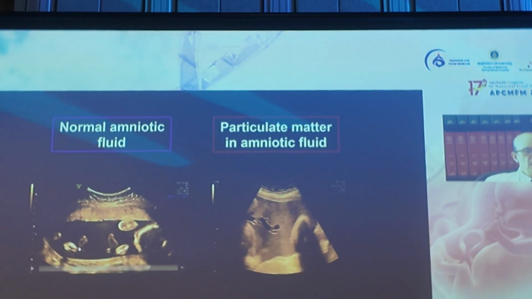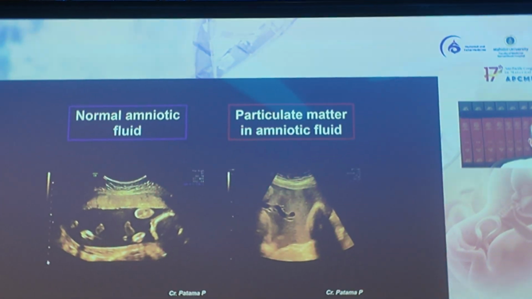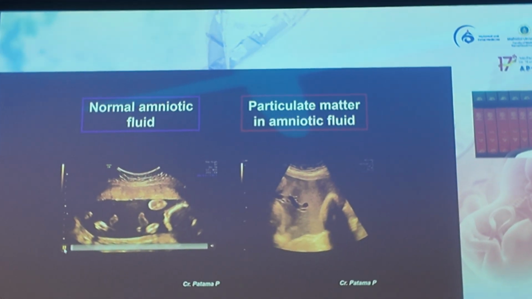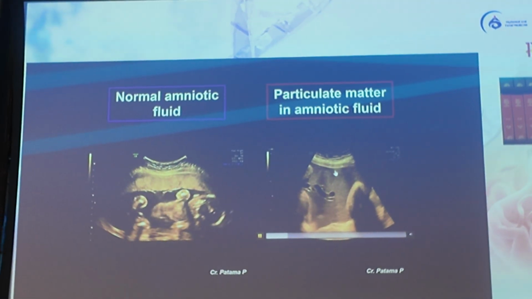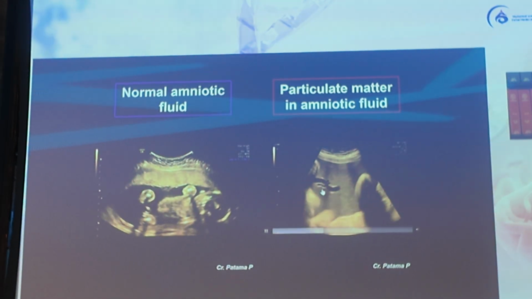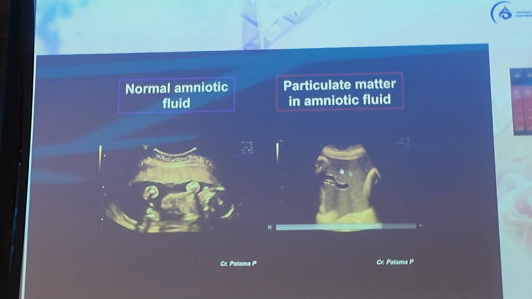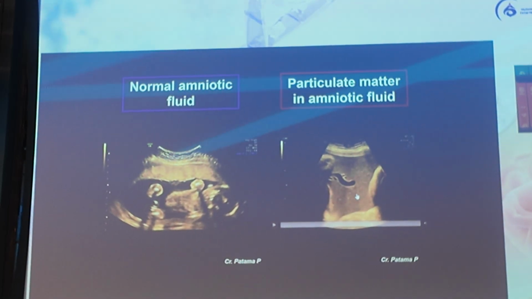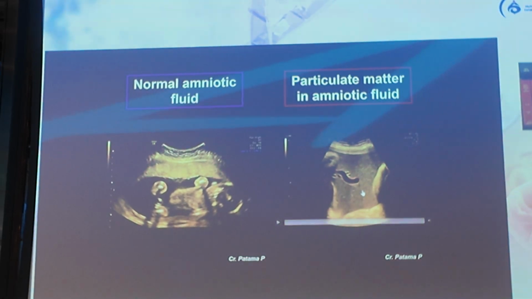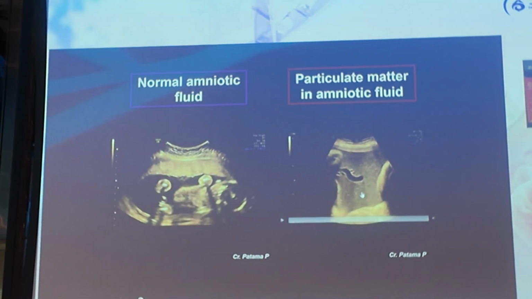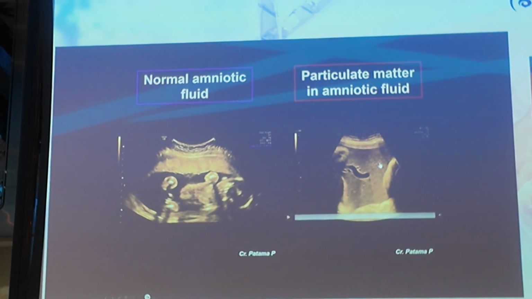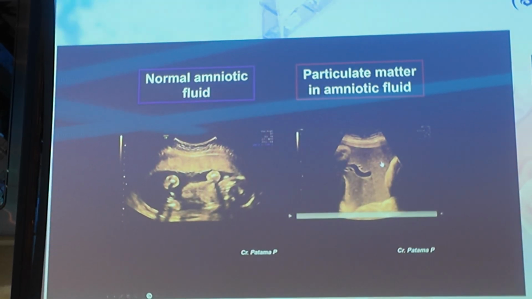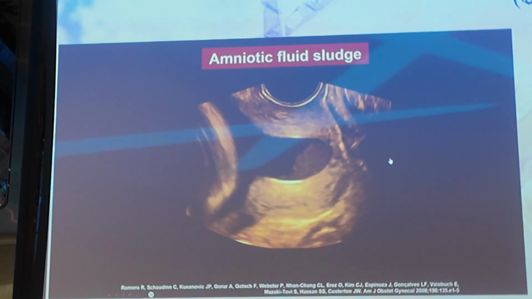Perfect. Here, normal amniotic fluid, hyperechogenic. And here, very hyperechogenic amniotic fluid. You can see the umbilical cord, and the amniotic fluid is white. This is particulate matter. The term sludge was coined by us. This is not what we had in mind. I will show you in a moment what we had in mind.